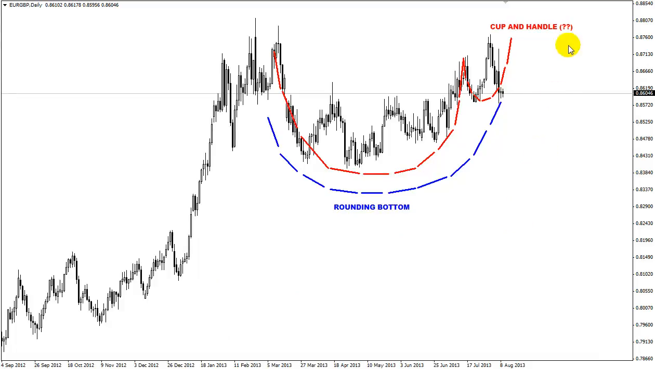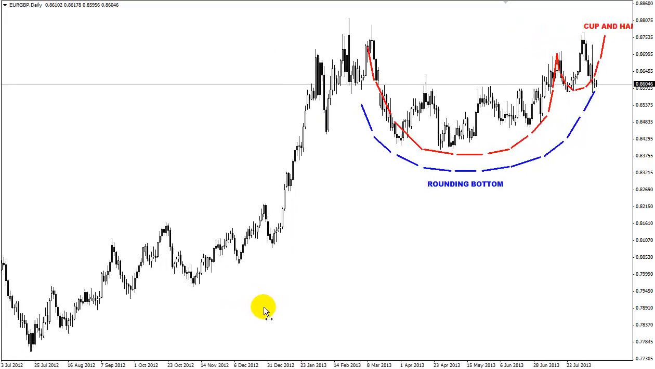This pattern still isn't triggered yet because the trigger would be a close above this line, right? And the market is still forming this pattern. We don't know if it will really work, and it's also some sort of rounding bottom, right? And we can see that Euro Pound really likes to make this pattern.